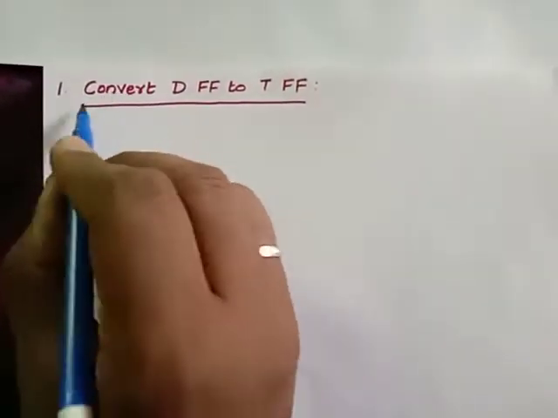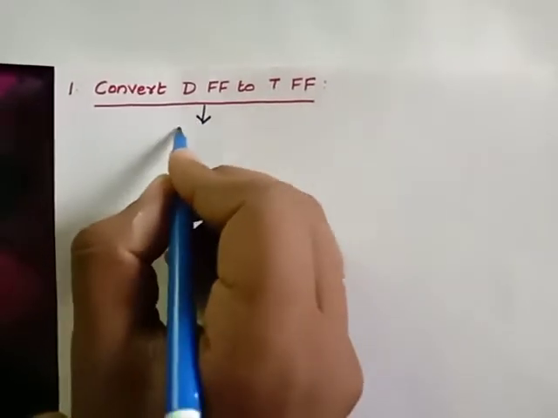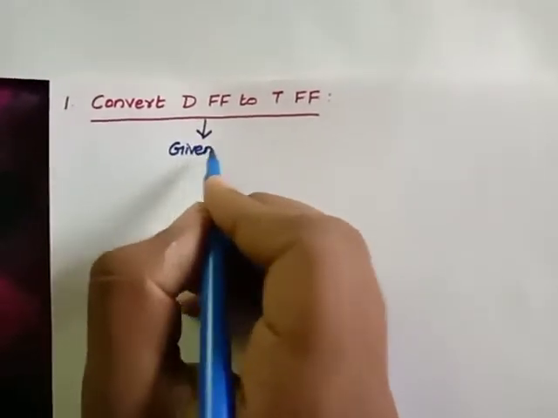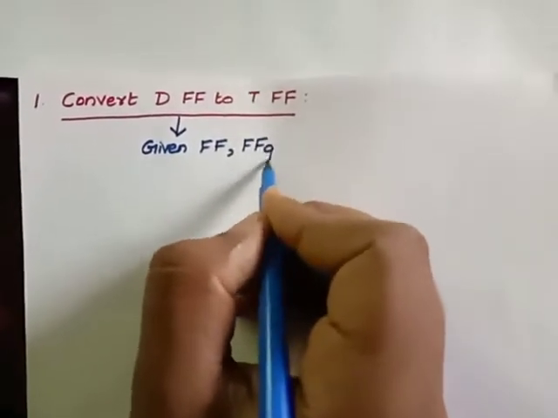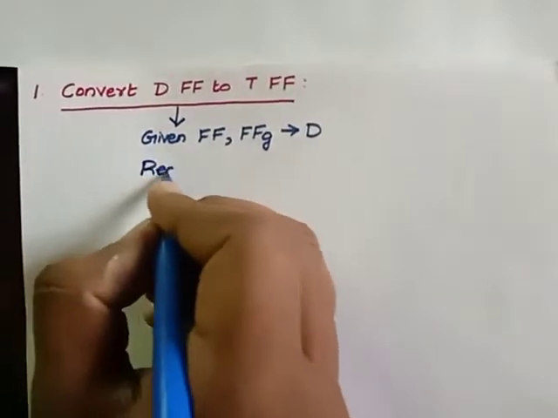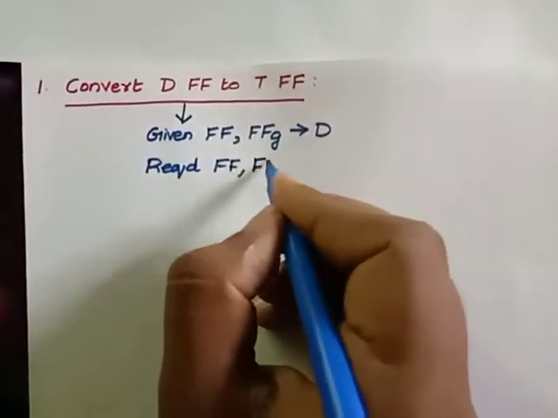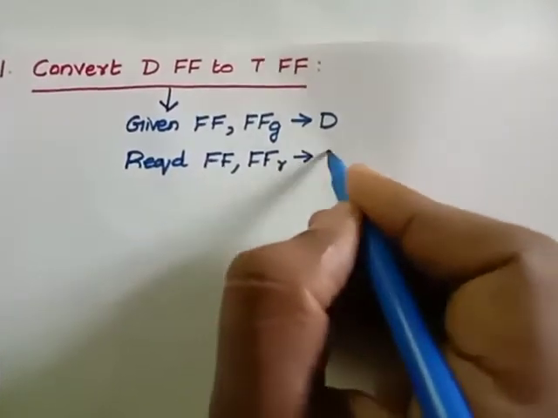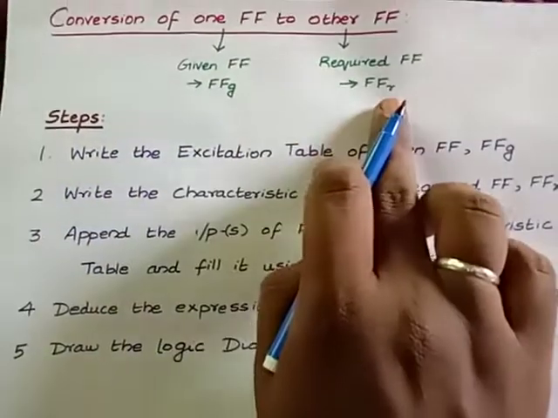Clear? Now as per our procedure, this D flip flop is your given flip flop, correct? So given flip flop FFG is D and your required flip flop FFR is nothing but your T flip flop. Clear? Now we have identified the given flip flop and the required flip flop.